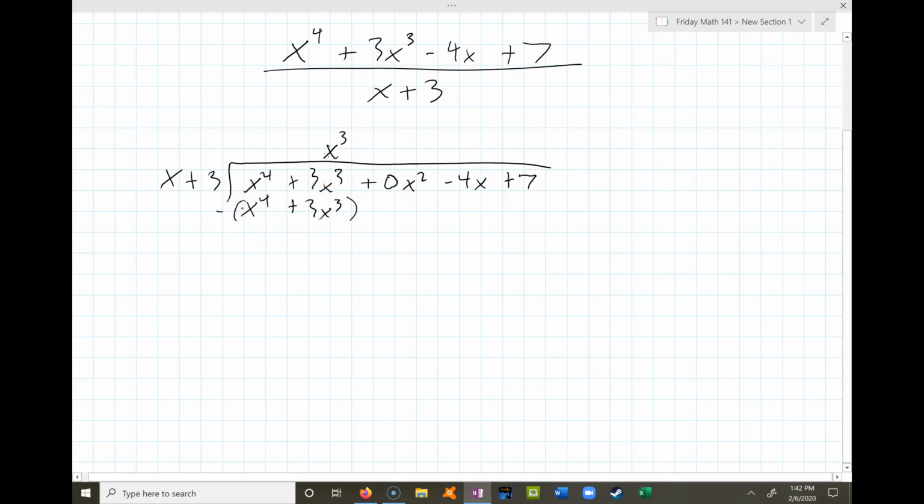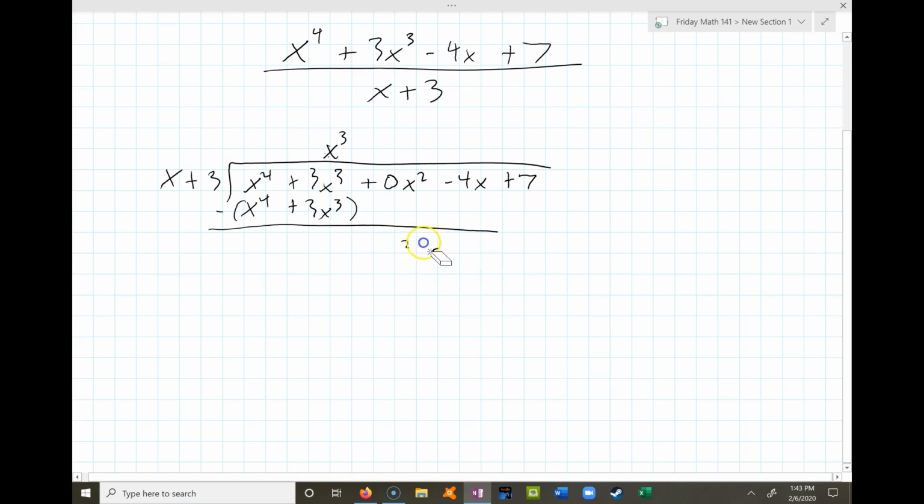Then my next move is to subtract. x to the fourth minus x to the fourth is 0, and 3x cubed minus 3x cubed is also 0. Now I can bring 0 down, but that would be 0x squared minus 4x. And when I ask what times x equals 0x squared, well, nothing, so I don't put anything up there.